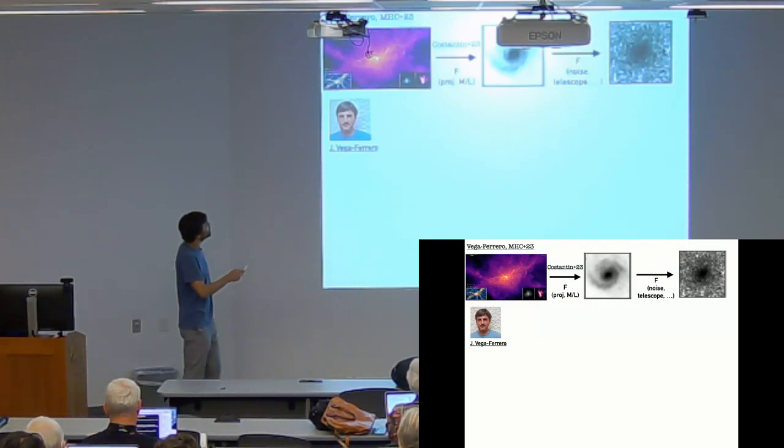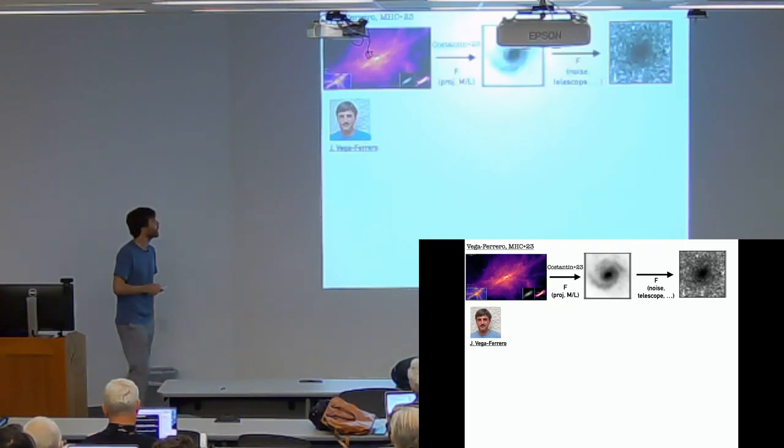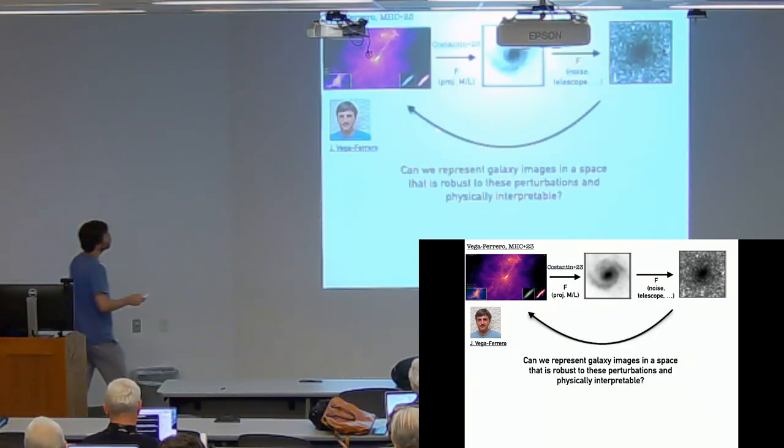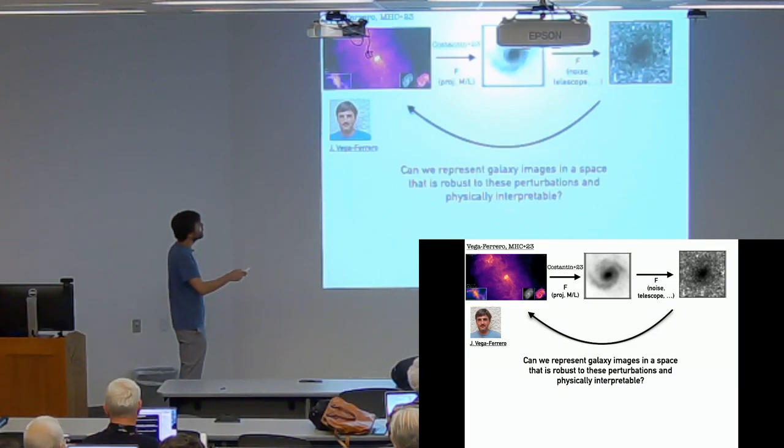So when you get a nice disk, even at the JWST resolution, when you go to high redshift, you get something like that, which is similar to observations. Okay? And so, using the fact that we can get the intrinsic morphology here at high resolution and high signal to noise, we wanted to build a machine learning framework that is able to represent these images in some space that is robust to these perturbations.